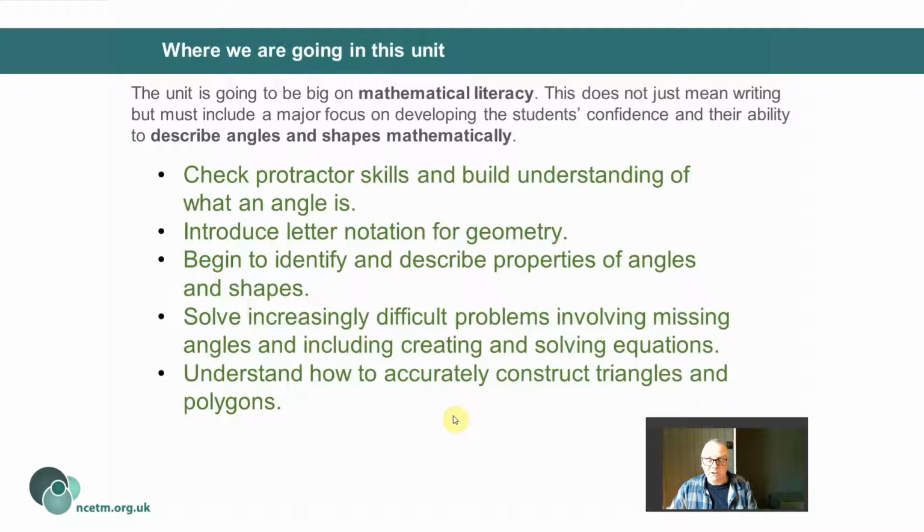Okay, so where exactly are we going in this unit? Well, here I've got the skills that we're going to be addressing. I want to really highlight this idea of mathematical literacy. So geometry is quite a dense, complex topic. And when we're talking about mathematical literacy, we're not just talking about the immense number of words that they need to learn or conventions they need to learn. What I'm talking about is the ability of the students to describe their maths in a correct mathematical way. So getting up that confidence in being able to describe the angles and shapes that they are working with. So that's going to be really big in this unit.